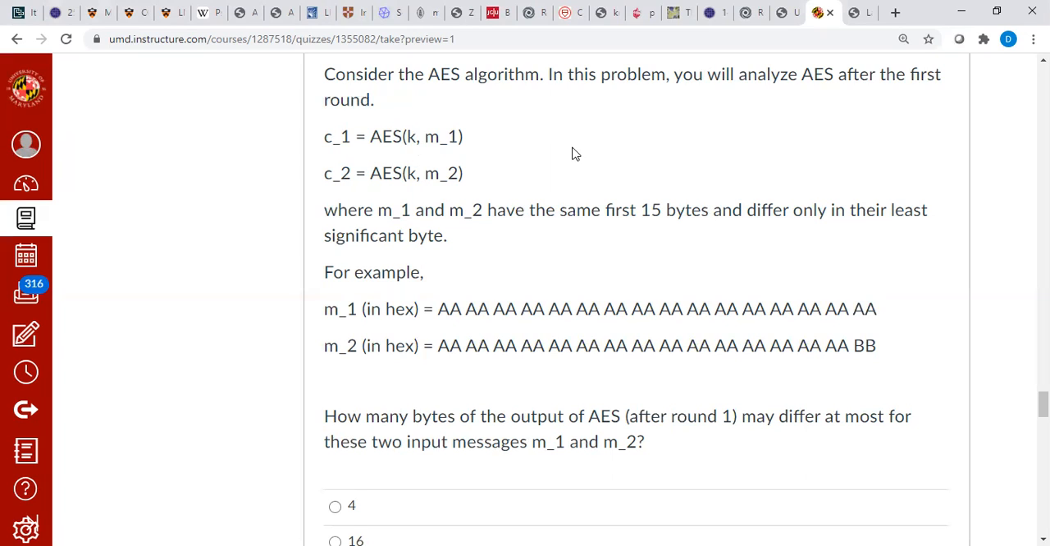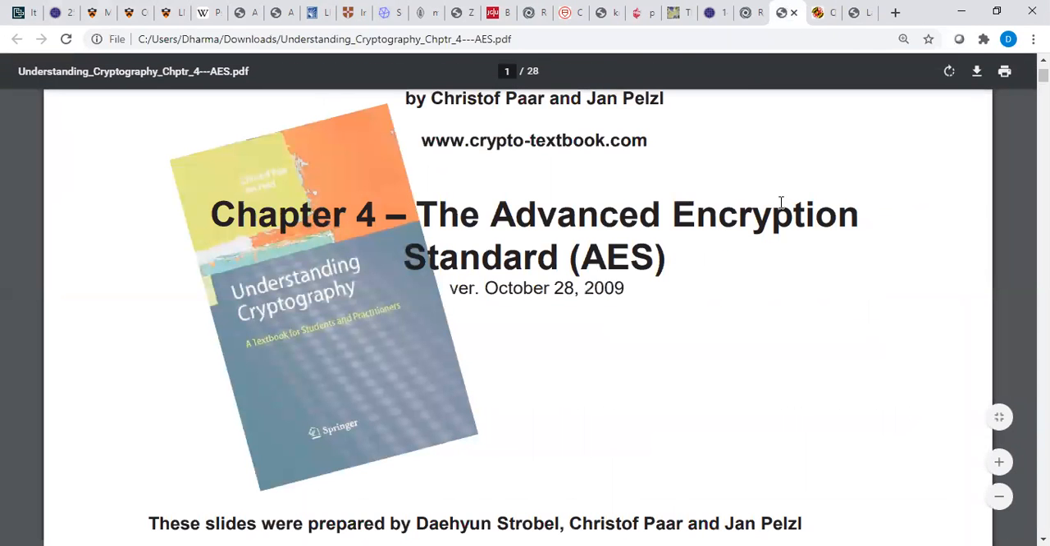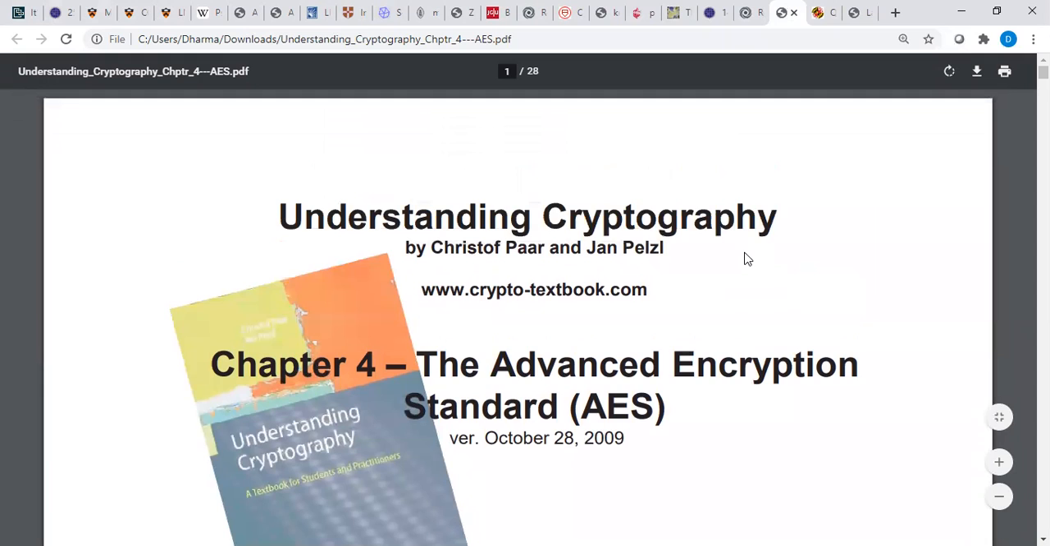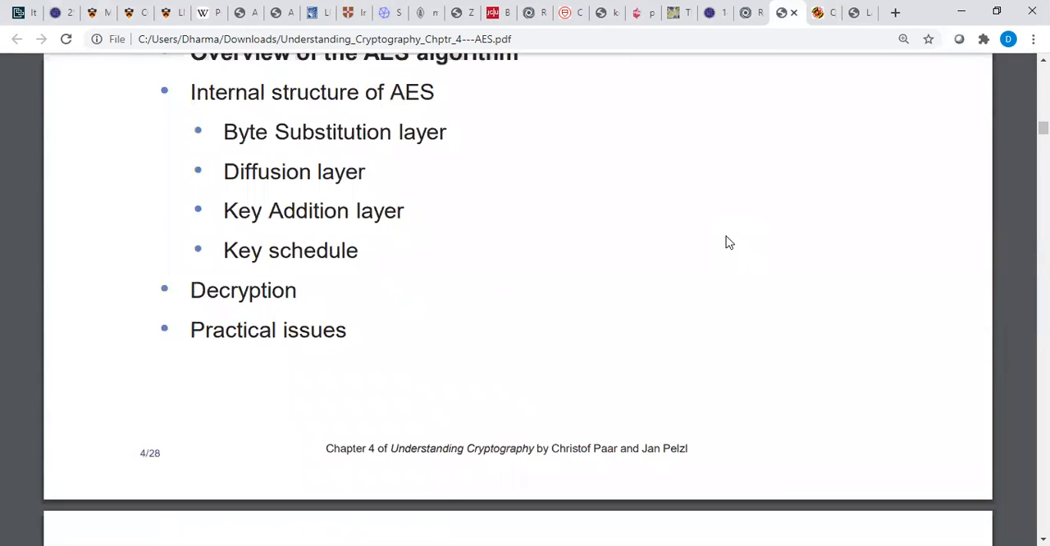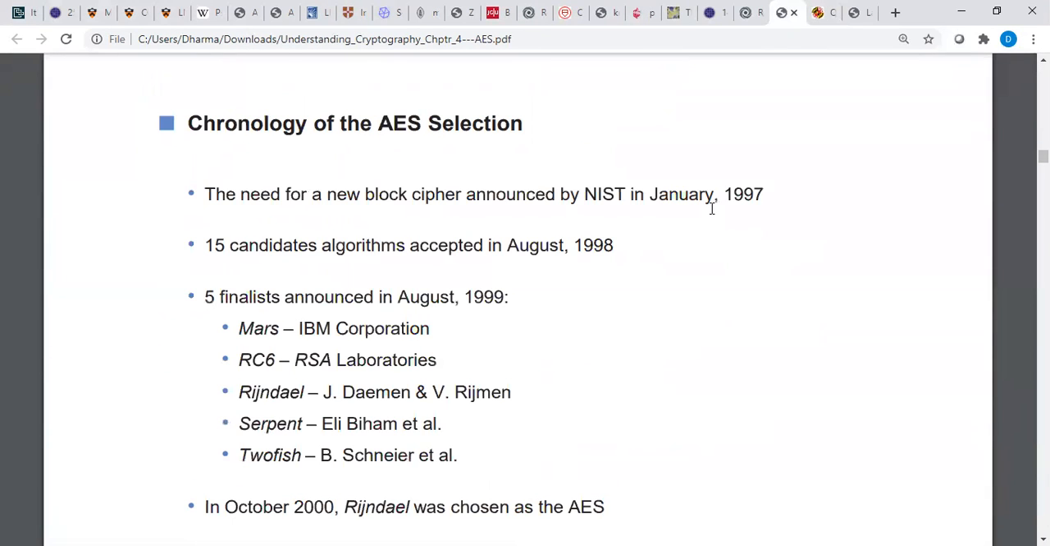So I will show you a slide which I got from the book of Professor Paar and Pelzl, Understanding Cryptography. So I will make use of their slides to show you the structure of AES and then talk to you about the difference between the ciphertext after round one. Okay, let's go. Sorry, here it is. So this is the book that I was talking about. We are not going to talk about all the AES details. I will just quickly show you the most important ones needed for solving this problem.